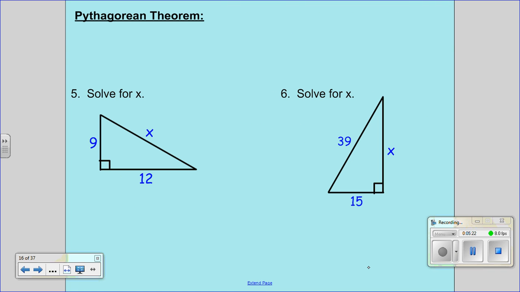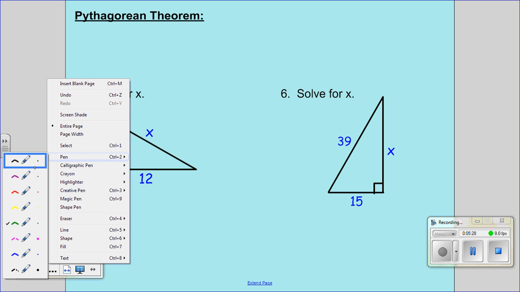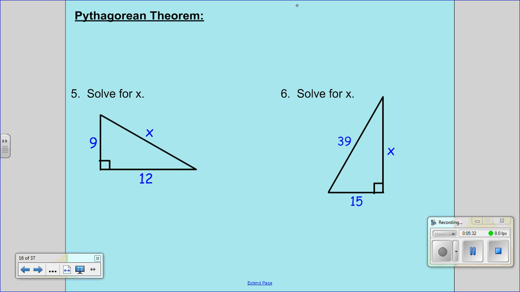And now we're going to get into the Pythagorean theorem. You should have discussed the Pythagorean theorem back in junior high or intermediate school. But if you've forgotten, the Pythagorean theorem is a squared plus b squared equals c squared. We're going to use the Pythagorean theorem to solve for x in number 5 and 6.